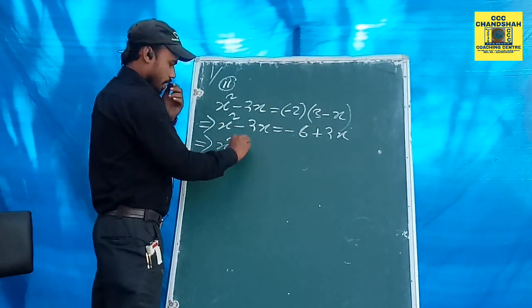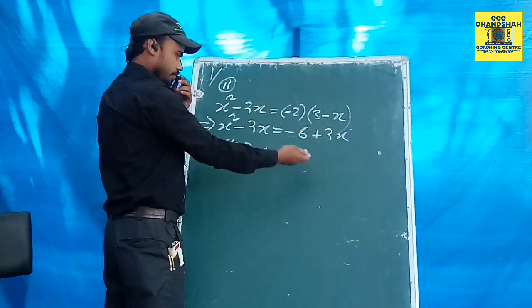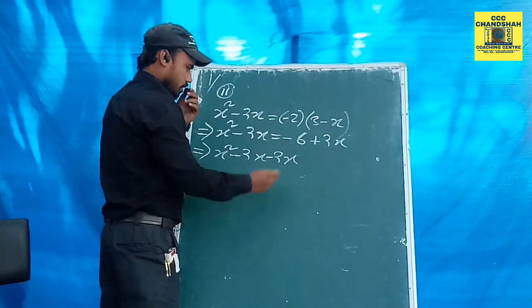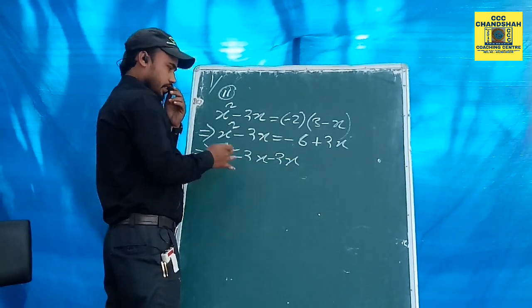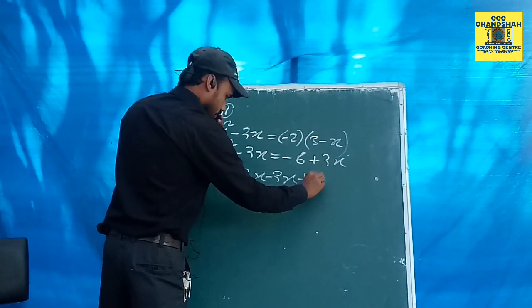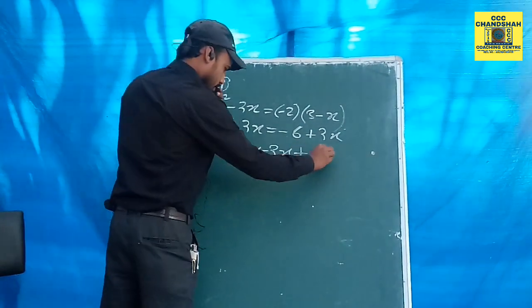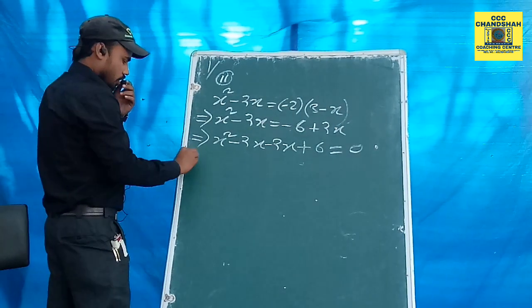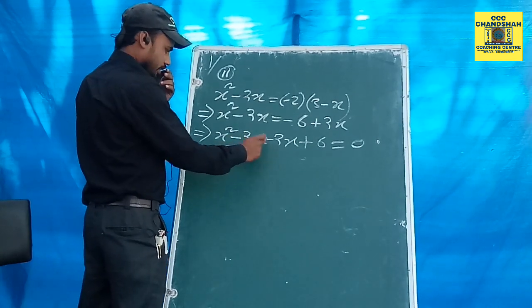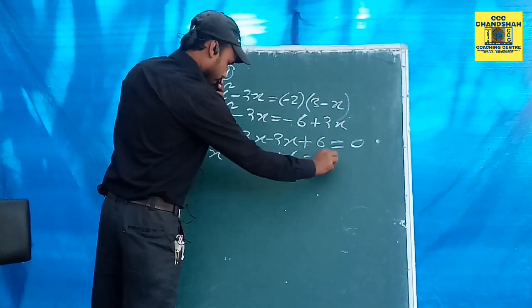X square minus twice x, and if you bring plus twice x to this side, what will be the sign? Minus twice x. The plus symbol will be replaced by minus after coming here. And then again minus 6 will be replaced by what? Plus 6 is equal to 0. Now again add the like terms. X square, minus twice x and minus twice x, what? Minus 4x plus 6 is equal to 0.